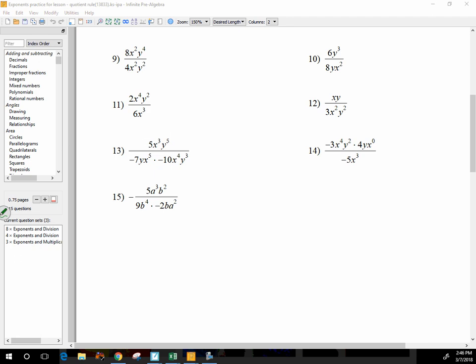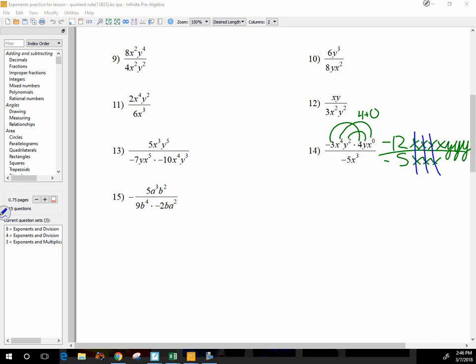So I'm going to do negative 3 times 4 over there. Plus 1 over there. Negative 5 and 3 x's.